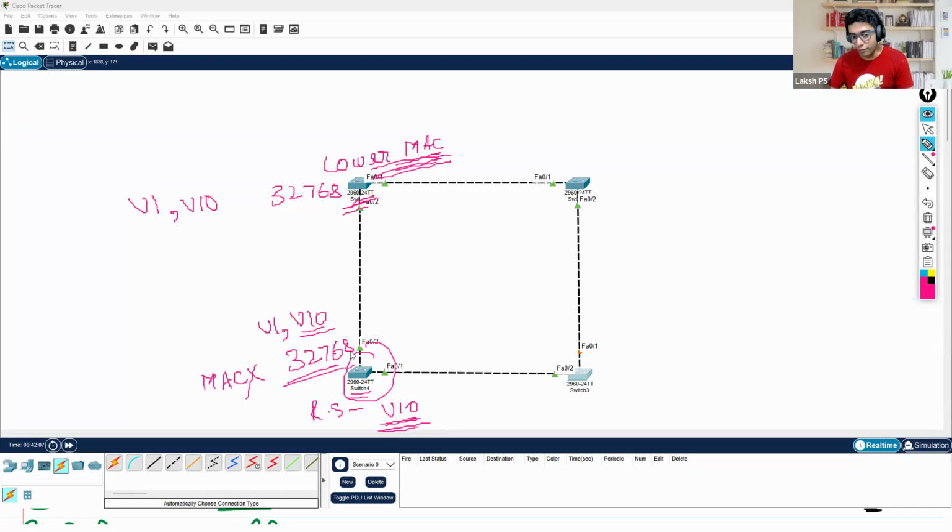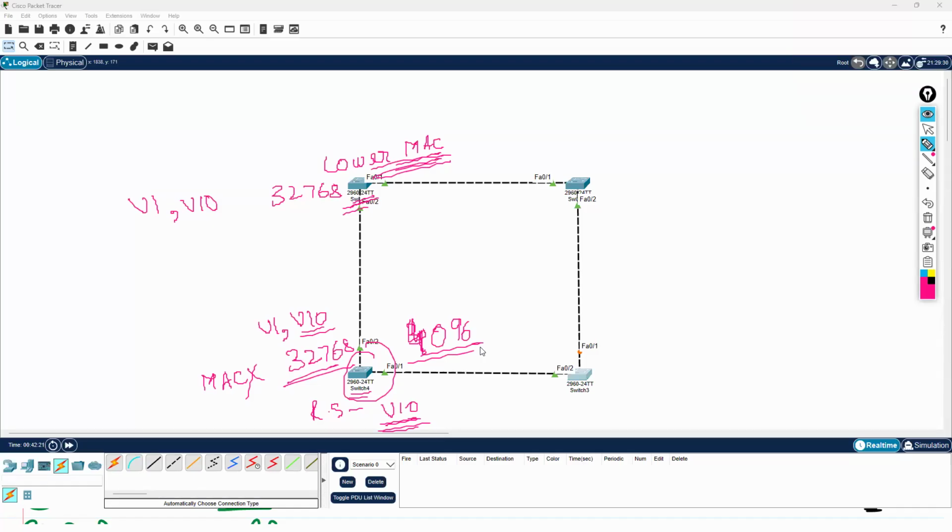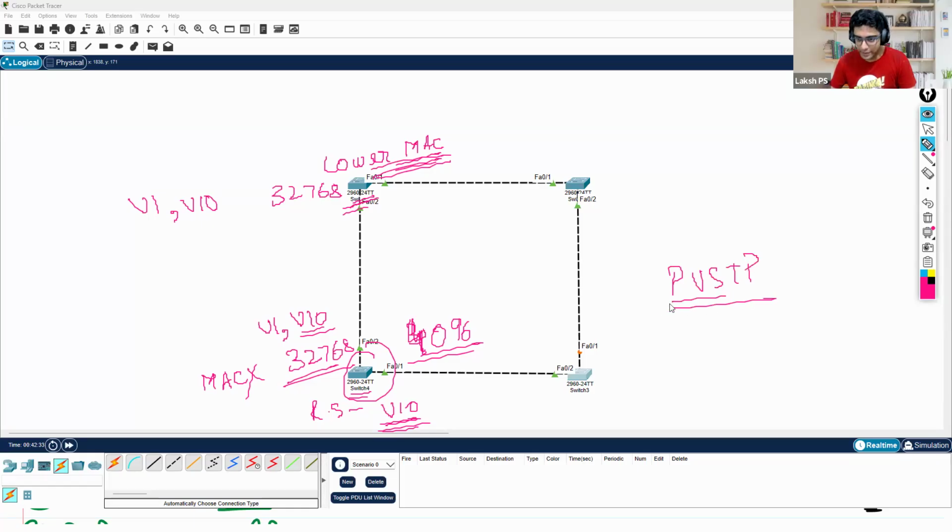So what can I do? For VLAN number 10, I can lower the priority, for example to 4096. So what would happen? Is this priority for the switch or for the VLAN? The priority is a switch priority, it will always remain the same. How can we change that for a VLAN? That is why I said per VLAN spanning tree. You are creating spanning tree instances for each VLAN.